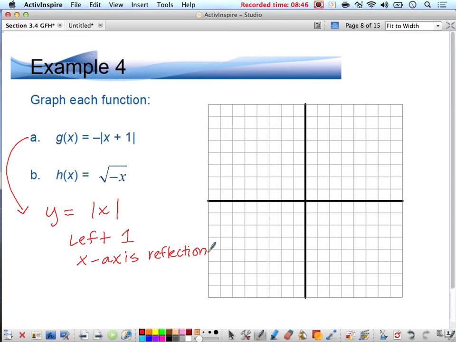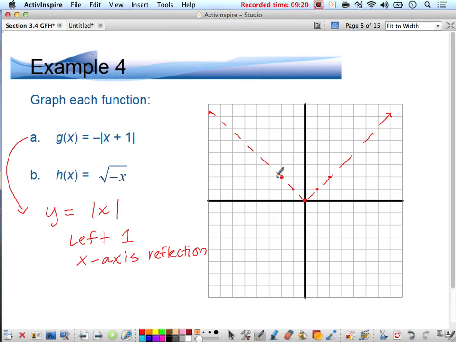So let's go graph the parent real quick. Parent is 0, 0, 1, 1, 2, 2, negative 1, 1, and negative 2, 2. So we'll just graph the parent there with a dotted line. Then I'll give you a second. I want you to look and see if you can figure out how to move it and flip it. So let's take each one of those points and move them left 1 and then flip it below the x-axis, because right now they're all above.